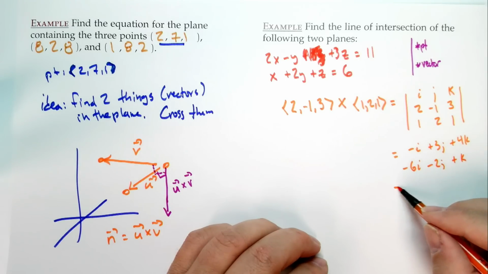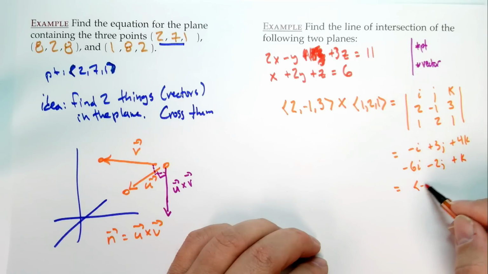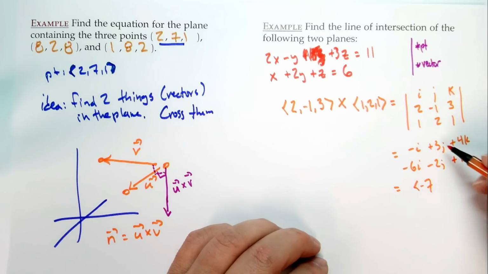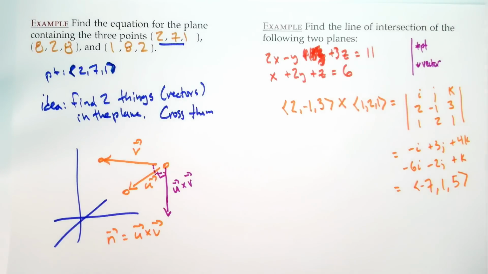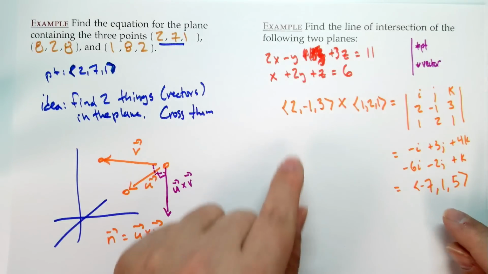So we get -7. So that's the I, 1 and 5. Okay, well, we do what we always do because we want to make sure we get all the points.